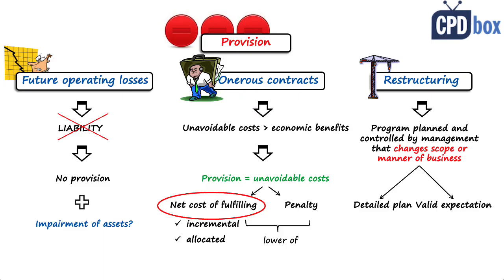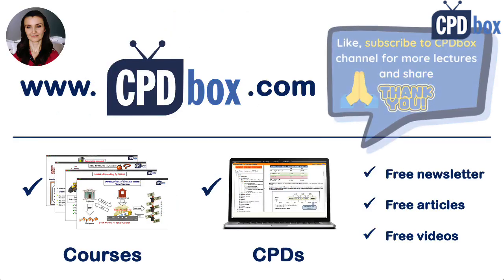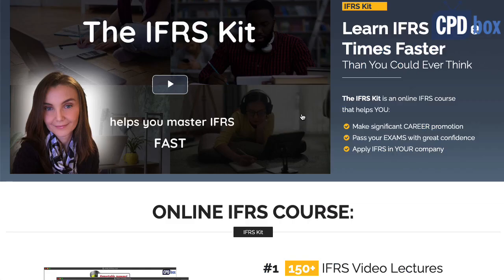by the restructuring. And IAS 37 then specifies what components or types of expenditures can and cannot be a part of a provision. So this was a short summary of the main IAS 37 rules.